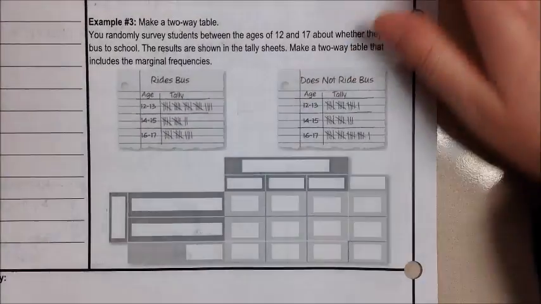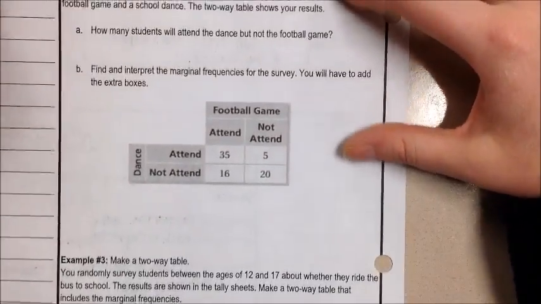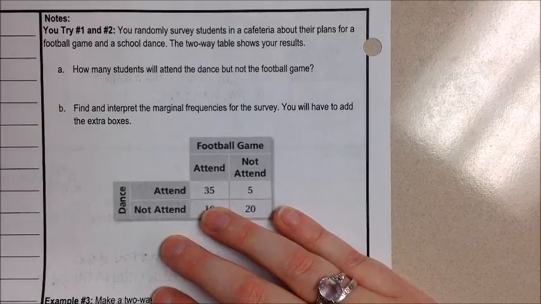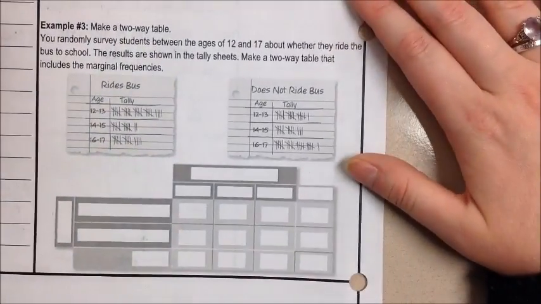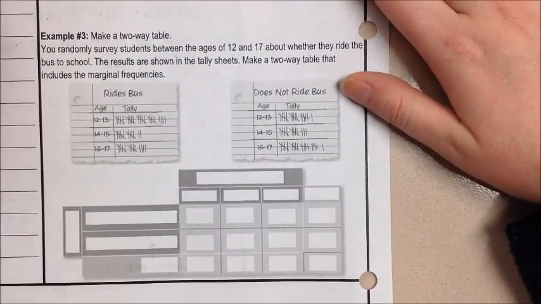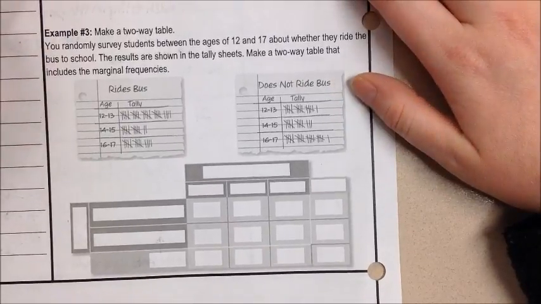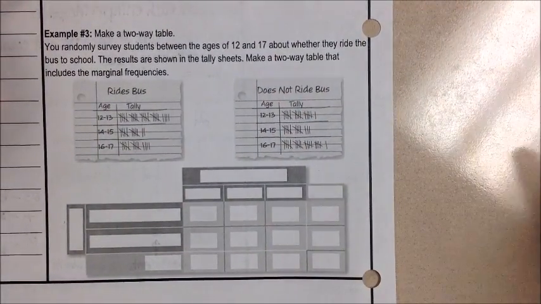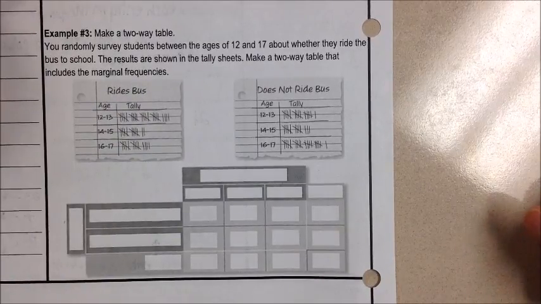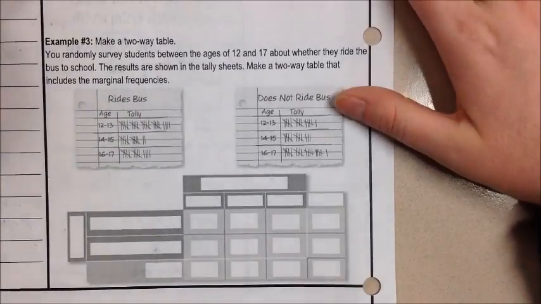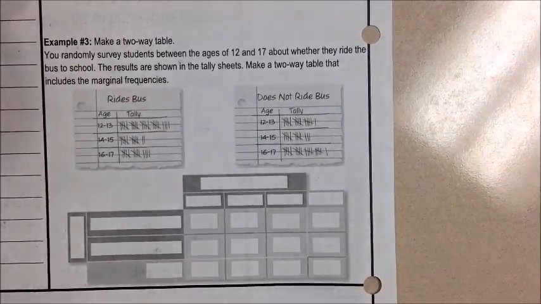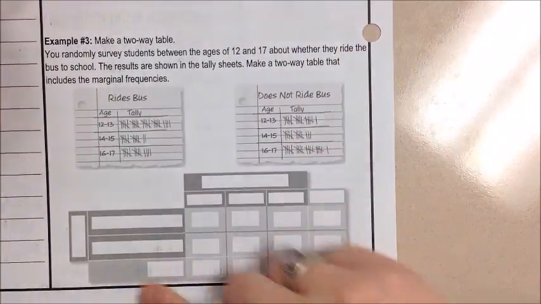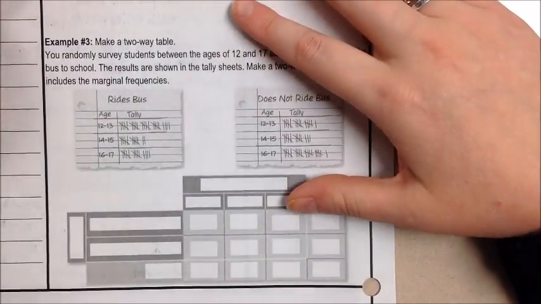Okay, go ahead and flip. This is your U-try that you're going to do now. Example number 3, make a two-way table. You're not going to have a U-try for this because your U-try will come tomorrow when you make the other kinds of frequency charts that we're going to do. So we're just going to practice making the two-way table, and I've got a blank one down here, and we're going to fill in all the parts.